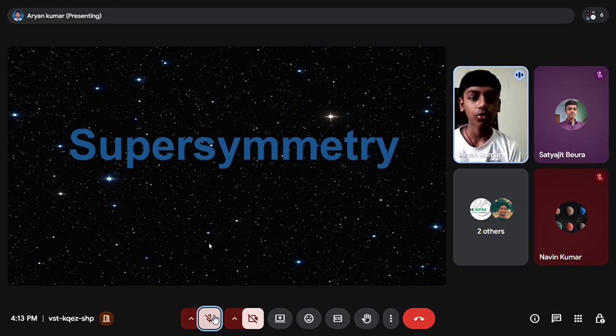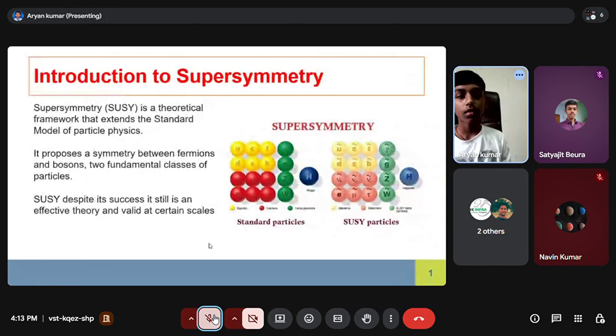And for today our topic would be about supersymmetry. So, introduction to supersymmetry. It is a theoretical framework that extends the standard model of particle physics. It proposes a symmetry between fermions and bosons, two fundamental classes of particles. Despite its success, it is still an effective theory and valid at only certain scales.